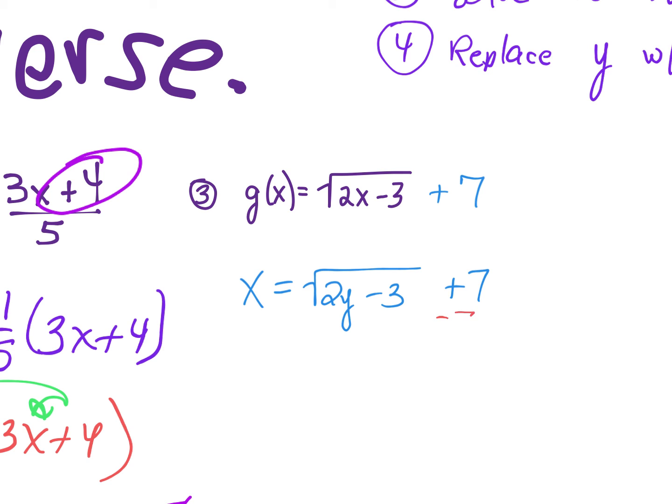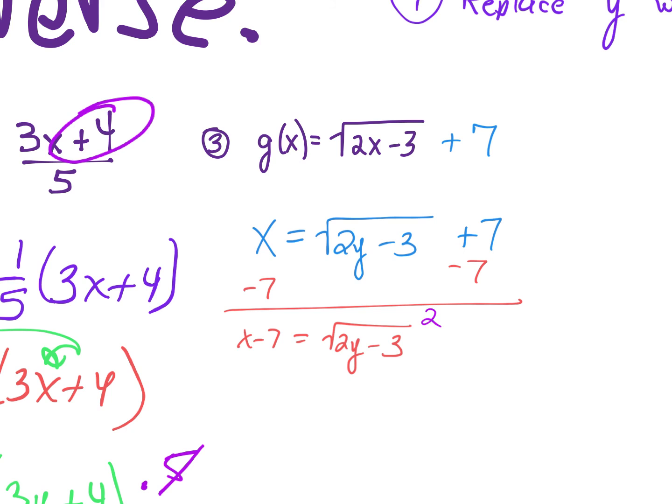Subtract 7. So I'm going to subtract 7 from both sides. So I have x minus 7 equals the square root of 2y minus 3. All right, now what? I'm going to square both sides. Guys, when I square both sides, can I just put a 2 right here? What do I have to put around x minus 7? A parenthesis, because you're squaring the whole side. Make sure you do that, because x minus 7 squared is very different than x minus 7 quantity.